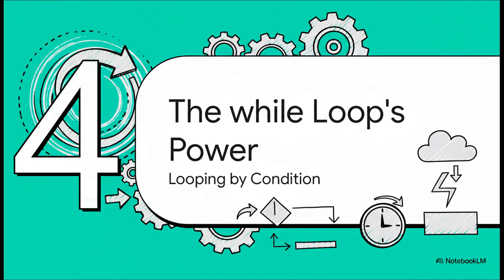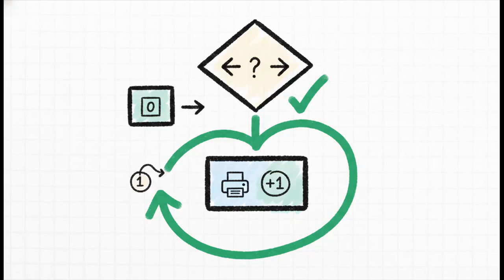This is your go-to when you're not just going through a list, but instead you're waiting for some specific condition to change. The syntax here is just while some condition is true, then do the code inside. So in this example, we start a counter at 0. The loop checks, is count less than 5? Yep, 0 is less than 5. So it prints the count, and then, and this is the most critical part, it increases the count by 1.